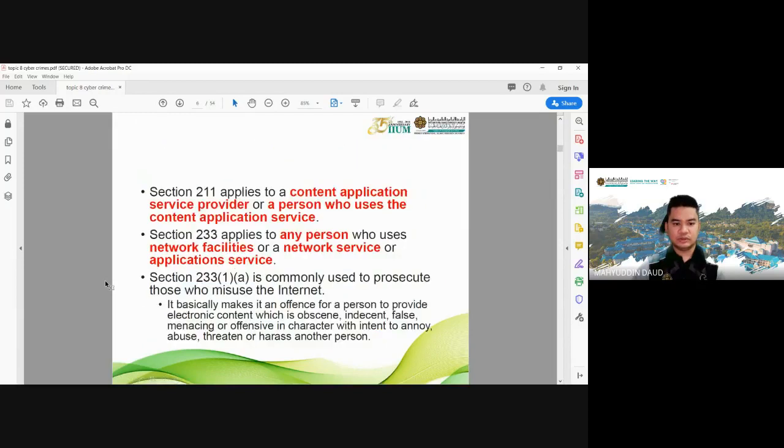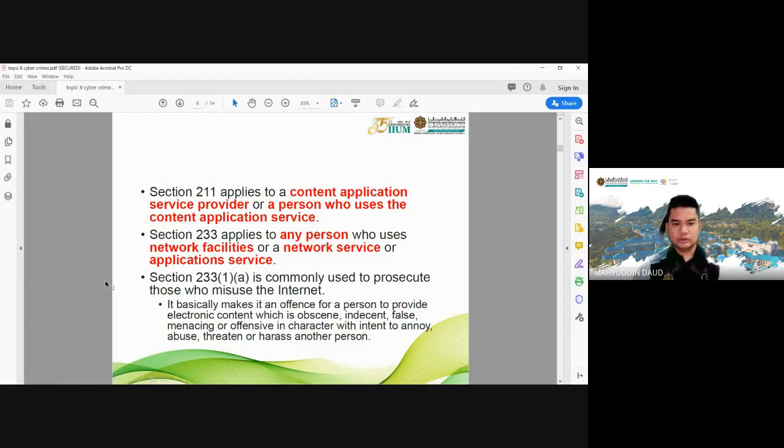So when you look at 233, remember the actus reus is as it is, meaning you have to prove that the person has published content which is obscene, indecent, false, menacing, or offensive, and this has to be done with intent to annoy, abuse, threaten, or harass. But is the prosecutor required to go to the extent of proving that the victim is really annoyed by the illegal posting or illegal content?